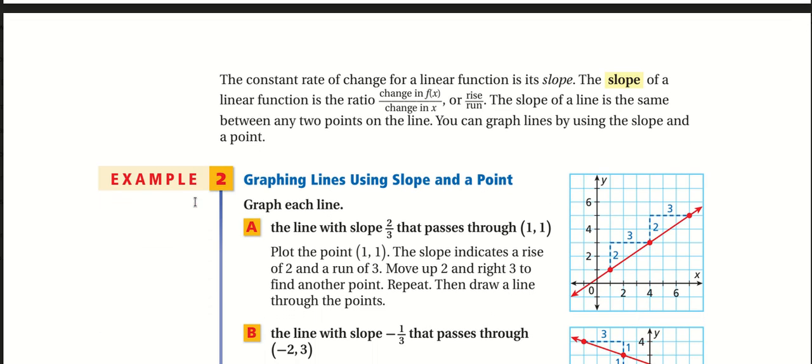The constant rate of change for a linear function is called the slope. The slope of a linear function is a ratio. It's the change in f over the change in x. From Algebra 1, we know that to be the rise over the run. Now, the slope of a line is the same between any 2 points on the line, and you can graph lines by using the slope and a point.